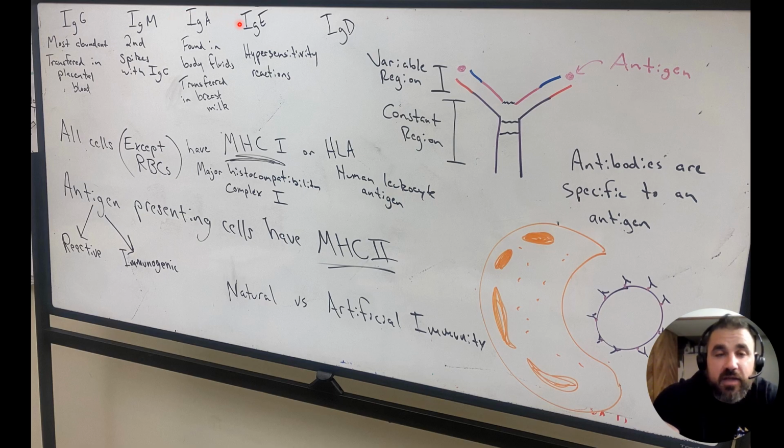IgE, this just spikes when we have hypersensitivity reactions, allergic reactions. IgD, we don't really know. Very, very little in our body, so we really don't talk about it very much.